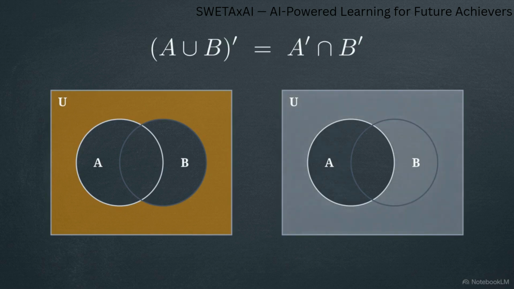We find the region strictly outside A. Then we find the region strictly outside B. Finally, we isolate where those two external regions overlap. Both logical pathways map to the exact same shaded area. The geometry proves the algebra.